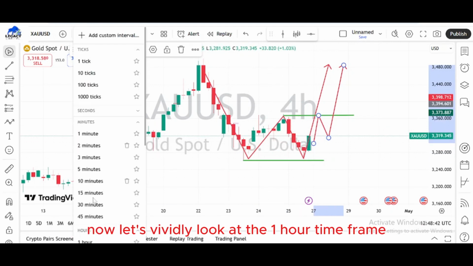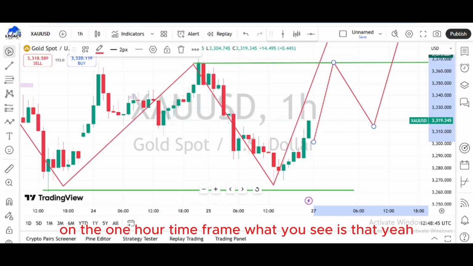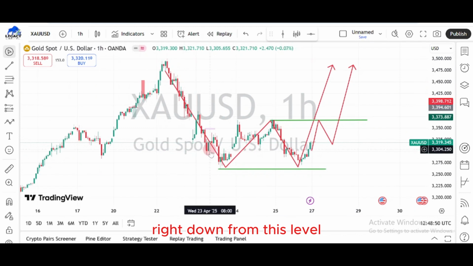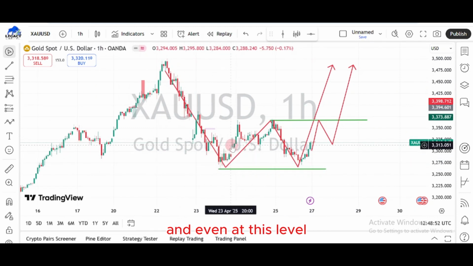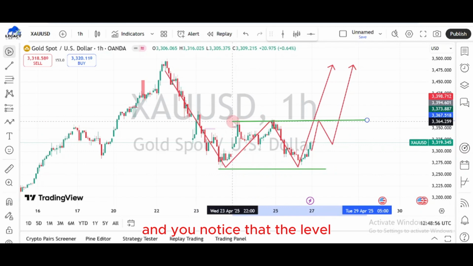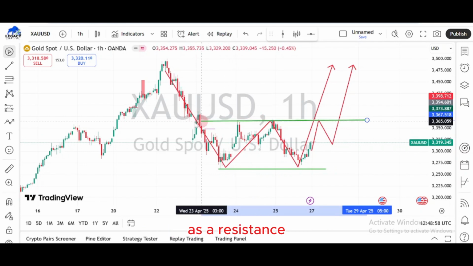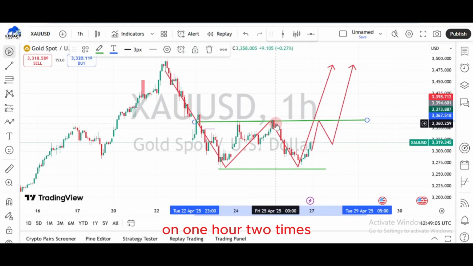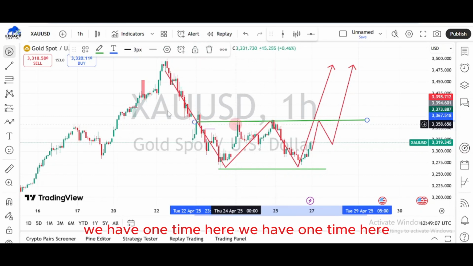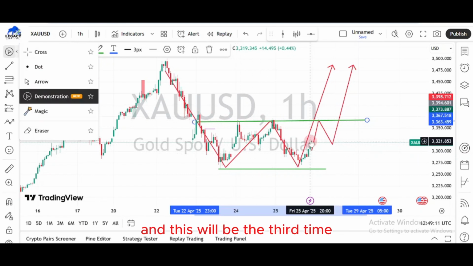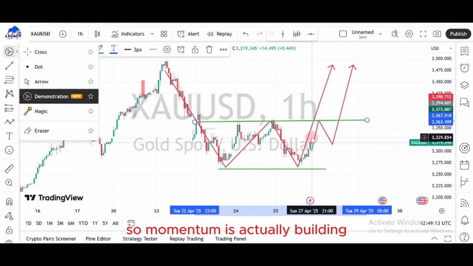Now let's vividly look at the 1 hour time frame. On the 1 hour time frame, what you see is that the market has been dropping right down from this level, and even at this level the market has been threatening to buy, and you notice that the level that we traced on the 4 hours as a resistance level has acted as a resistance on the 1 hour 2 times. We have one time here, we have the second time here, and this will be the third time the market is going there. So momentum is actually building.